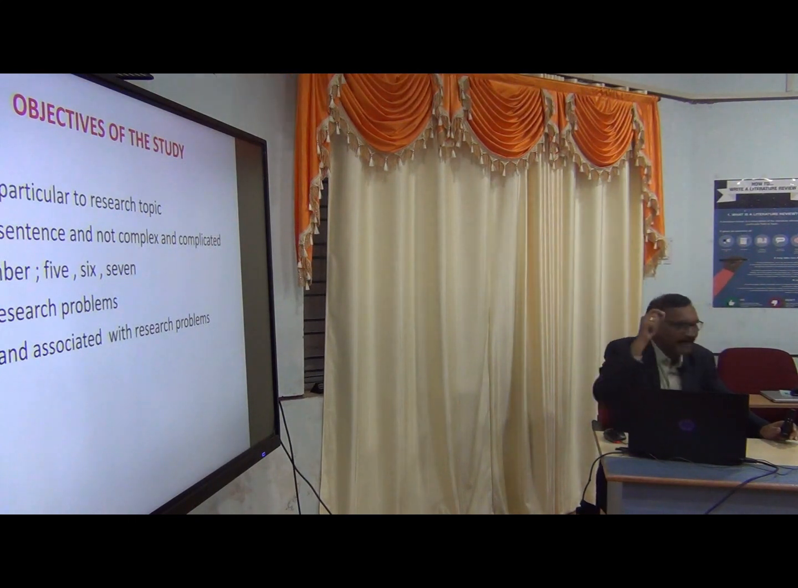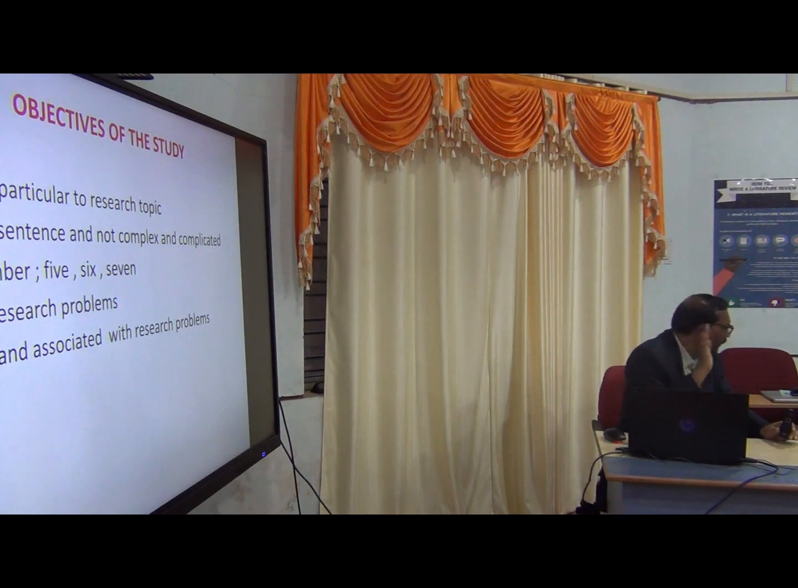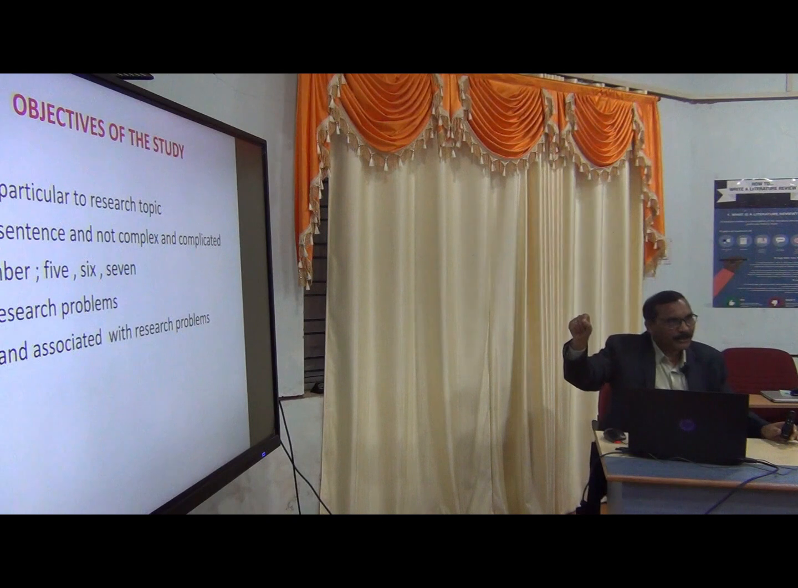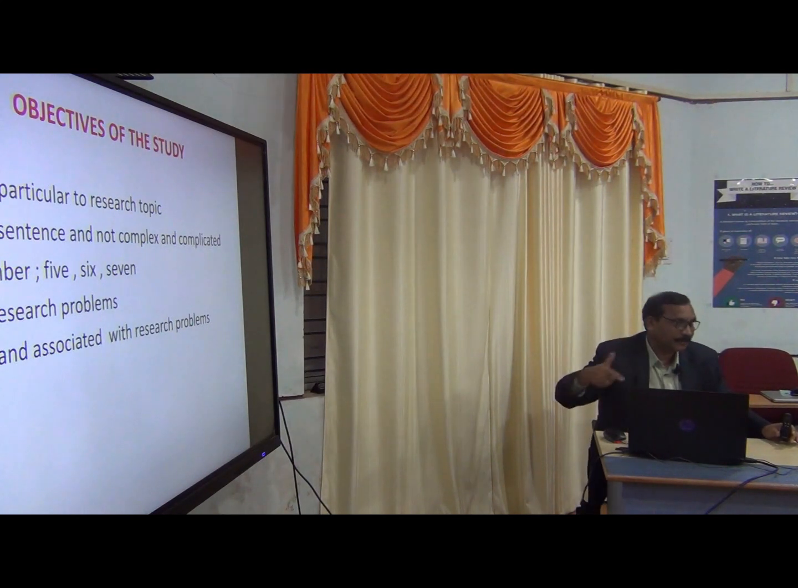Objective should be relating to the statement of problem, or in a different way, it is relating to research questions. Is it right? Your objective should be relating to the statement of problem, what problems you have identified, what sub-problems you have identified, and also those are relating to research questions.